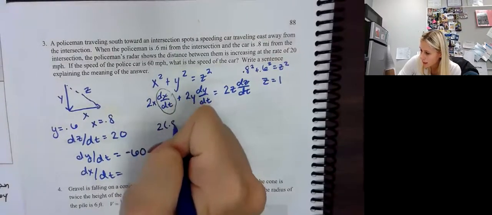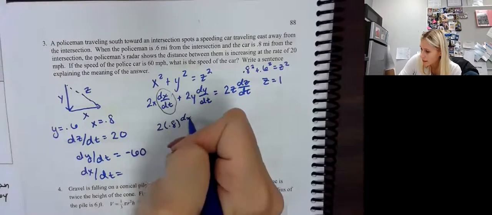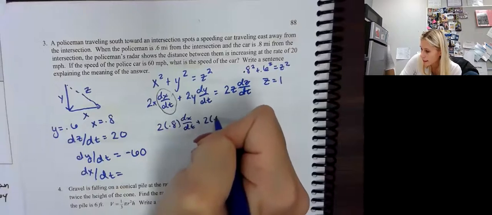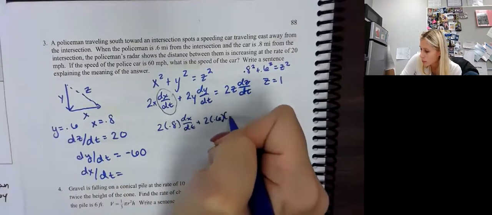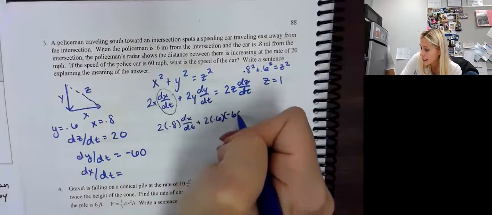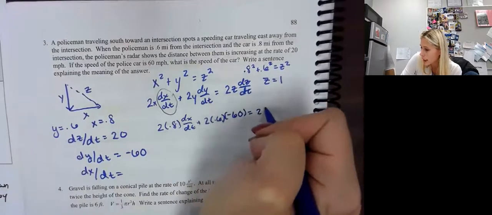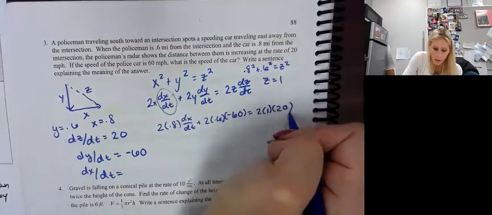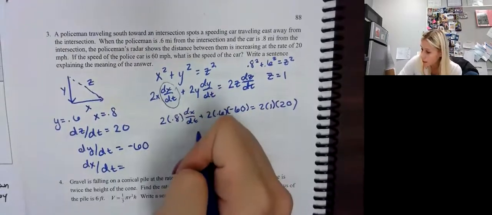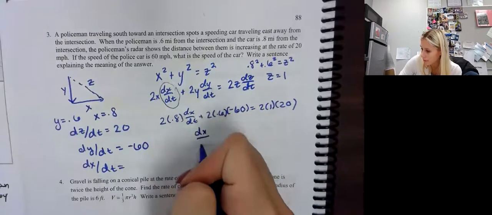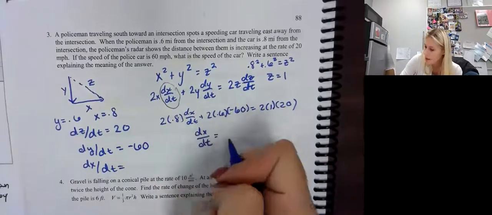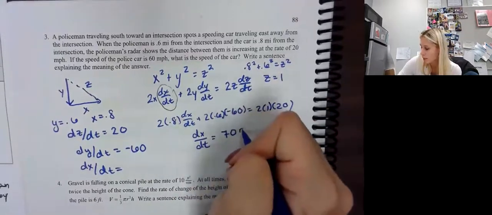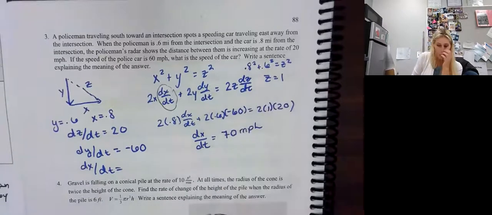2 times 0.8 dx/dt plus 2 times 0.6 times negative 60 equals 2 times 1 times 20. Okay, I'm not going to do all the algebra for you, okay, guys? I'm just going to get it out there. dx/dt comes down to 70, which is good because we're going to the east, so it should be positive. And of course, it's miles per hour, right? Because it's the speed. Now I need to write a sentence.